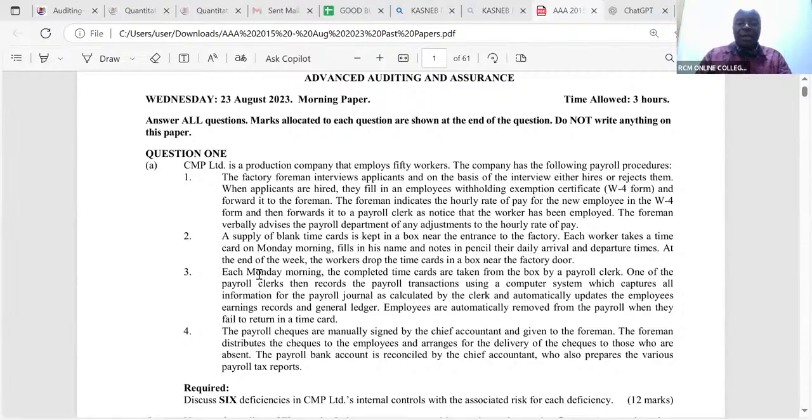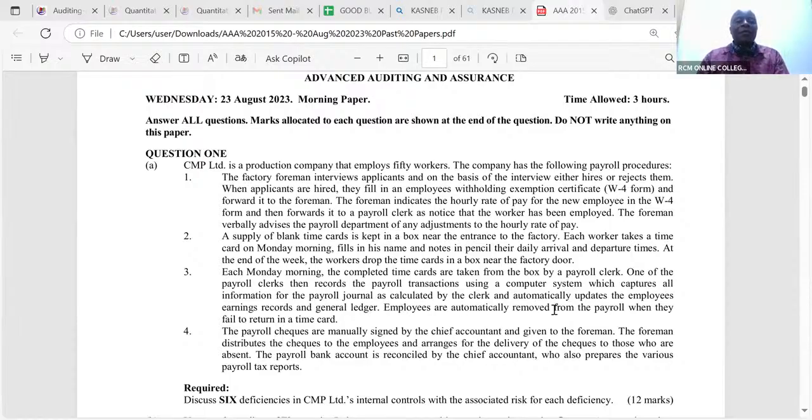We are told here, each Monday morning, the completed time cards are taken from the box by a payroll clerk. One of the payroll clerks then records the payroll transactions using a computer system which captures all information for the payroll journal as calculated by that very clerk, and automatically updates the employee's earnings records and the general ledger. Again, that clerk is being given too much work.